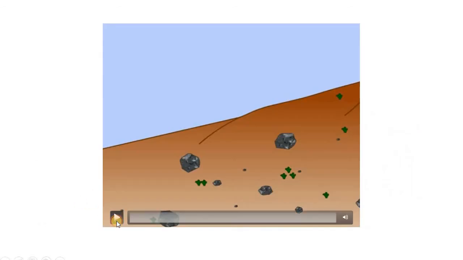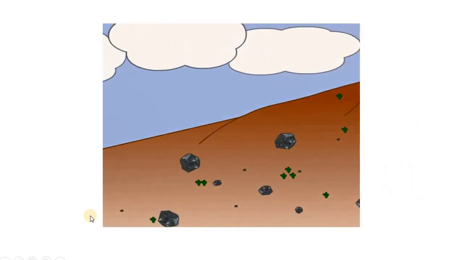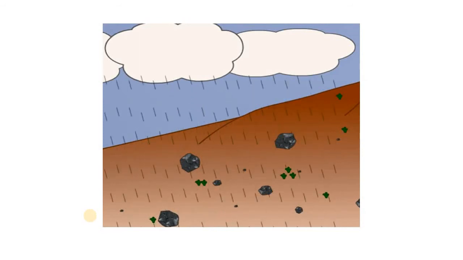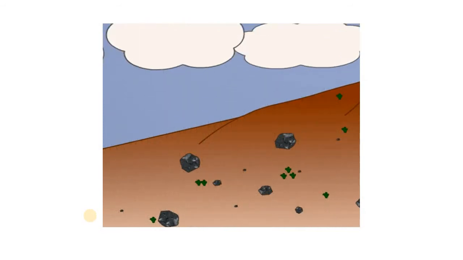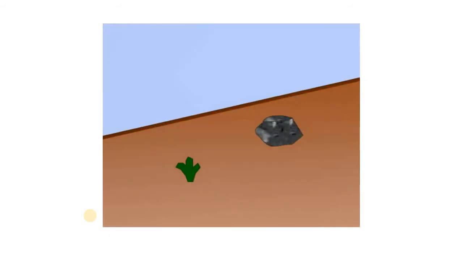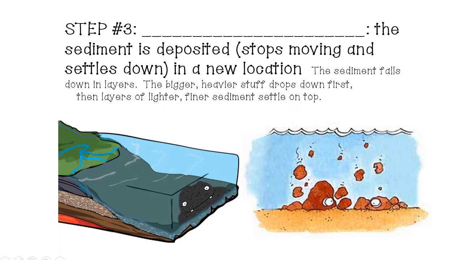So let me just review those 2 words in a quick video. Here we have the first step of weathering. Rain is breaking down these little rocks. And then we have a living thing come along, and now that rock is eroding. It's moving along, and the little pieces of sediment are moving away. Now that brings us to step 3.